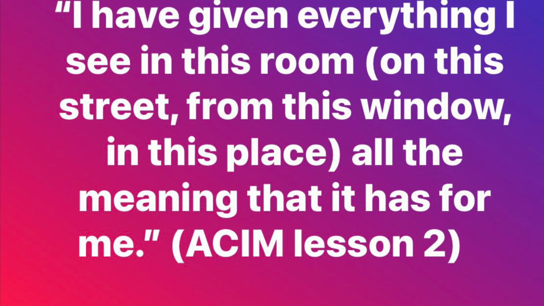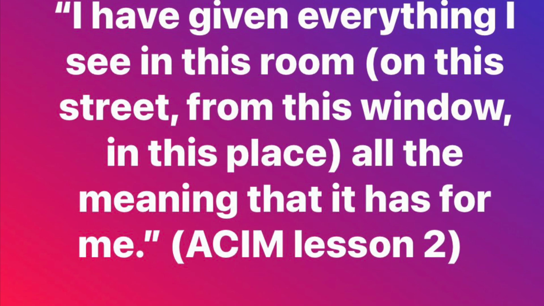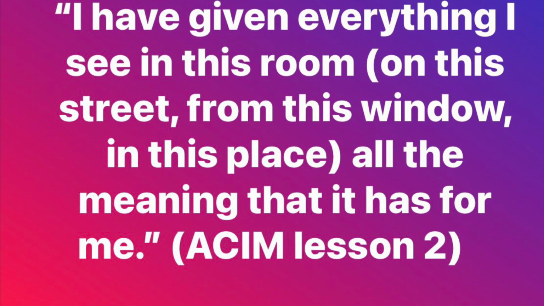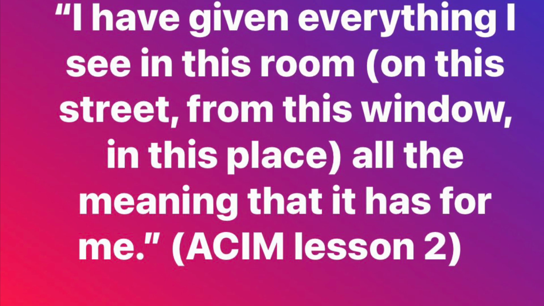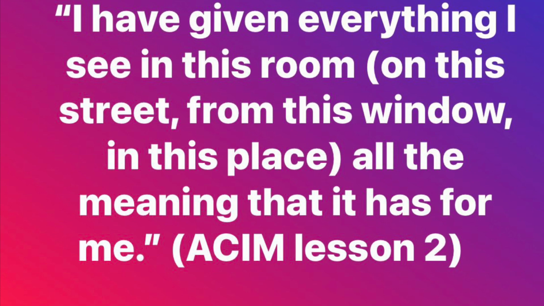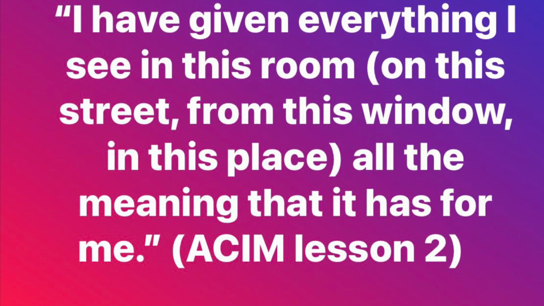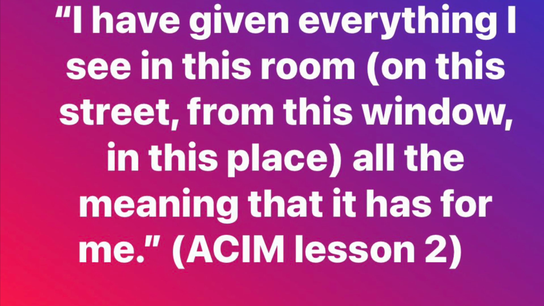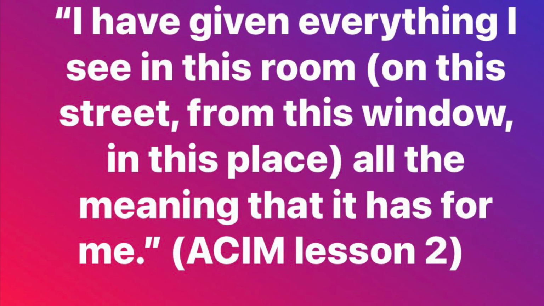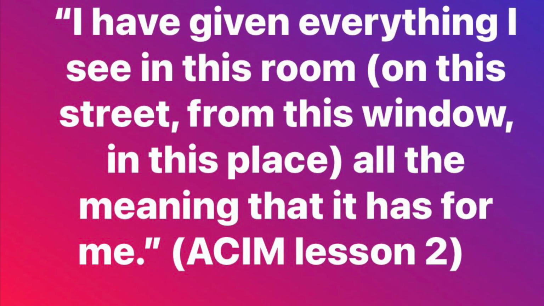ACIM Lesson 2. Continuing on from yesterday. In this lesson: I have given everything I see in this room, or on this street, from this window, in this place, all the meaning that it has for me. The exercises with this idea are the same as those for the first one.